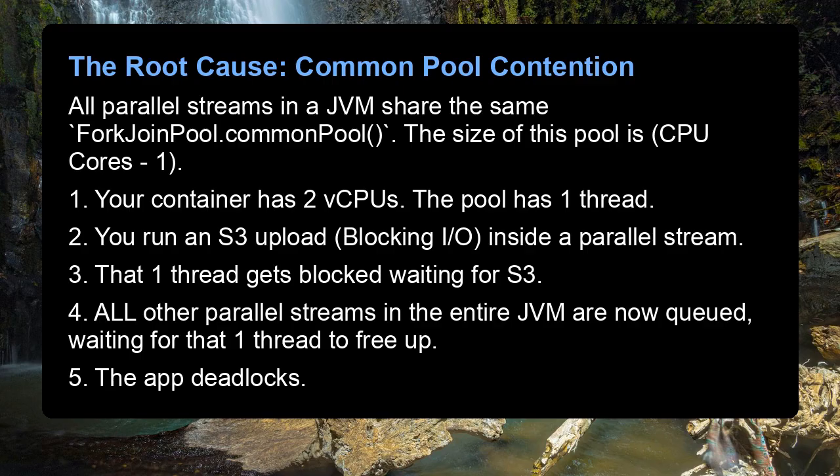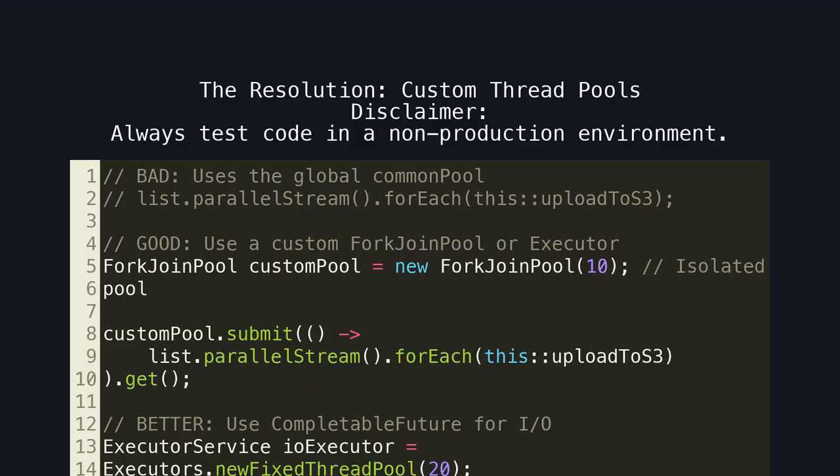All parallel streams in a JVM share the same ForkJoinPool.commonPool(). The size of this pool is CPU cores minus 1. 1. Your container has 2 vCPUs. The pool has 1 thread. 2. You run an S3 upload, blocking I/O, inside a parallel stream. 3. That 1 thread gets blocked waiting for S3. 4. All other parallel streams in the entire JVM are now queued, waiting for that 1 thread to free up. 5. The app deadlocks.